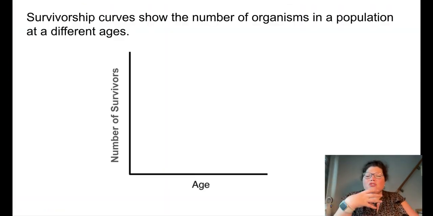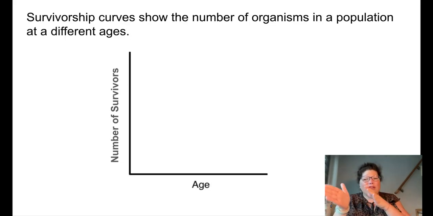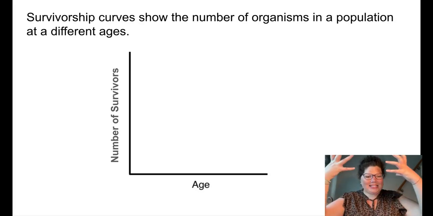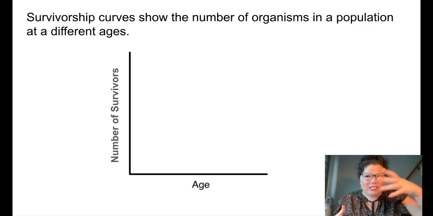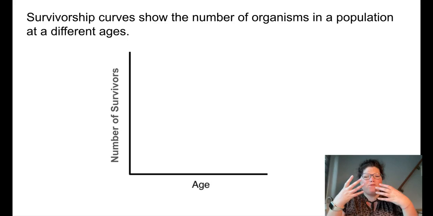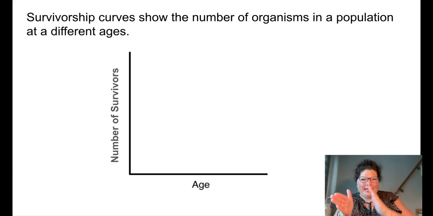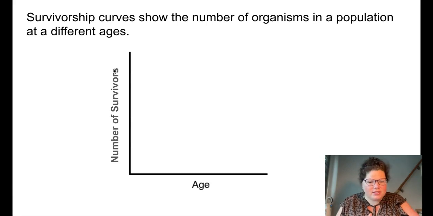3.3. So these survivorship curves are going to show the number of organisms that are in a population at different ages. When we say survivor, we're saying the amount that have been alive for those moments and are still alive. So we're counting for this age group how many survivors exist. How many have made it to this point in a population. So you can see here that our y-axis is the number of survivors. Our x-axis is age.